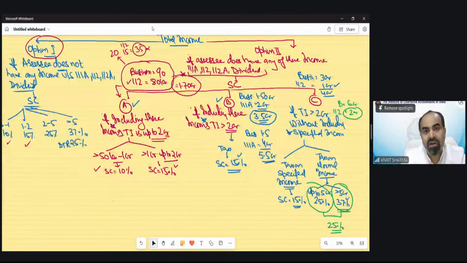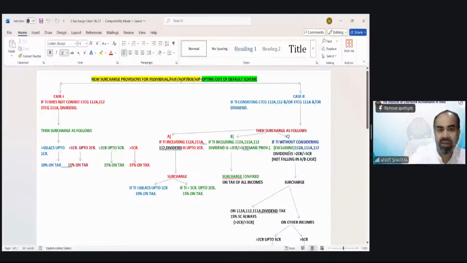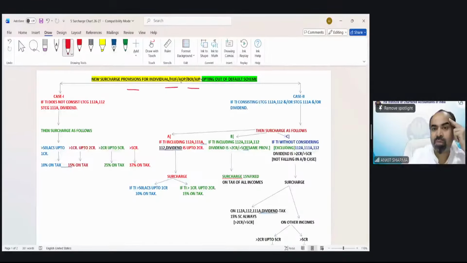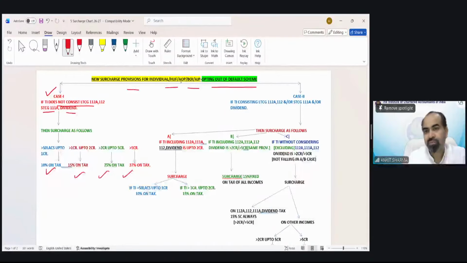And I have prepared the diagram for it also. Everything has been explained in the diagram very clearly. So, new surcharge provision for individual, HUF, AOP, BOI opting out of the default scheme. So we are talking about the optional tax regime. So case 1: if total income does not consist of long-term 112A, 112 short-term and dividend income, so if these incomes are not in the scenario, the normal surcharge rate provisions are applicable. We have already seen this with the help of the diagram.